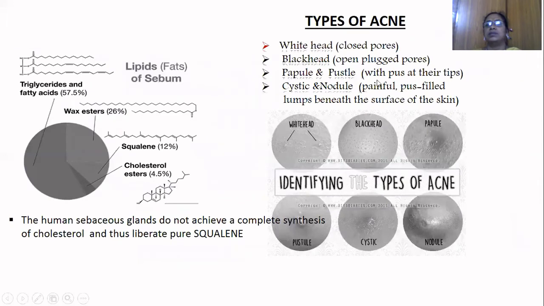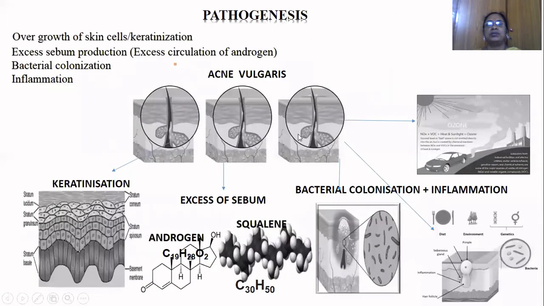And these are the types of acne: whitehead, blackhead, papules, pustules, cystic and nodules. The papules, pustules, cystic and nodules are inflammatory, whereas the whitehead and blackhead are non-inflammatory. Pathogenesis: the overgrowth of the skin cells, and then excess sebum production, bacterial colonization, inflammation, keratinization.